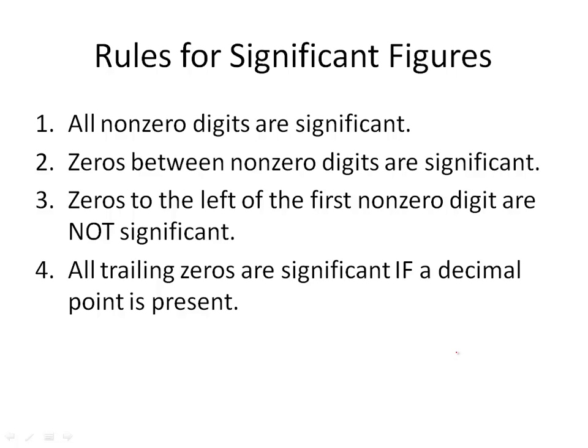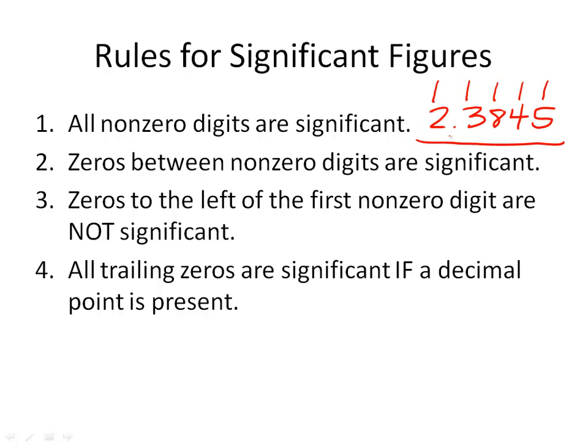The first rule is that all non-zero digits are significant. So that means any number that's not a zero is going to be considered a significant figure. So for example, if we have the number 2.3845 and I asked you how many significant figures are in this measurement, what would you tell me? I have 1, 2, 3, 4, 5. 5 significant figures. They're all non-zero digits, so all of these digits are significant.